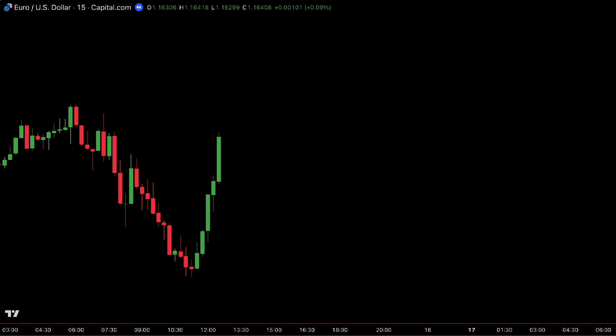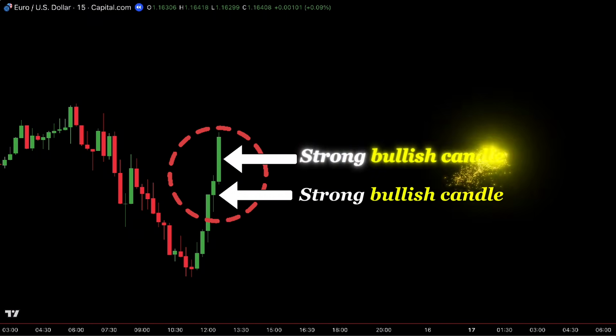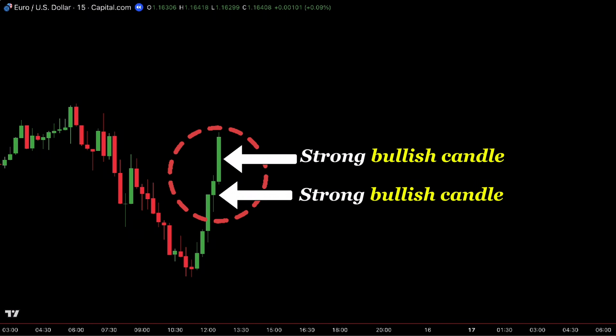Now look at another example. This time, the market is trending up. It forms one strong bullish candle, followed by another. Here, the market is in a state of greed. Traders are chasing the move. Everyone wants to buy before the price goes higher.